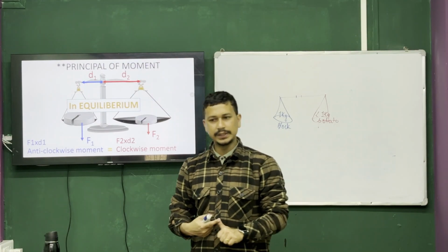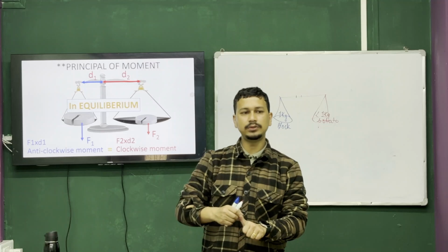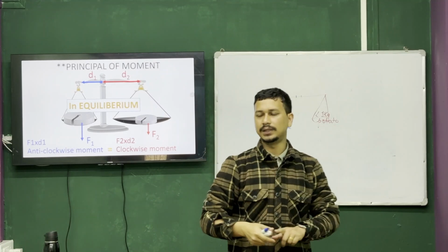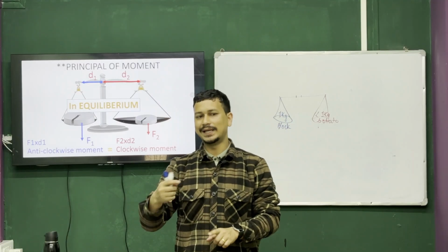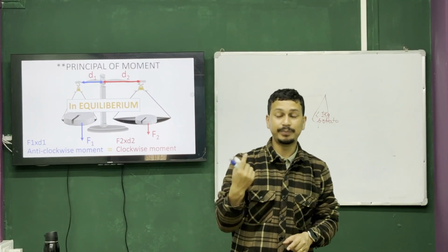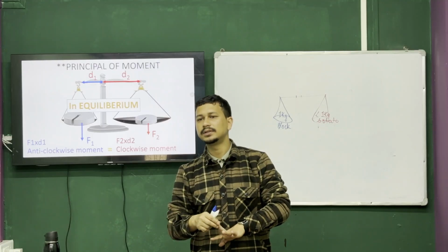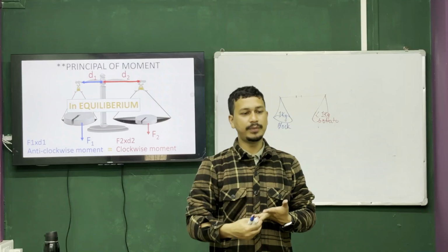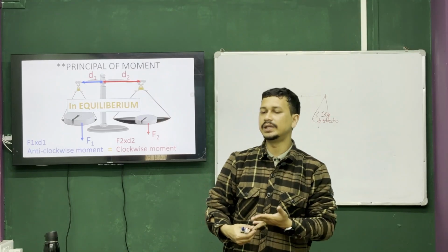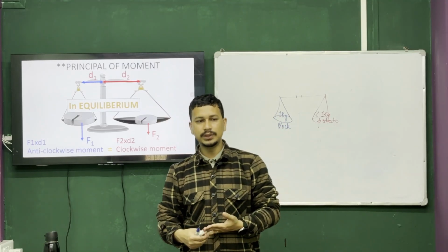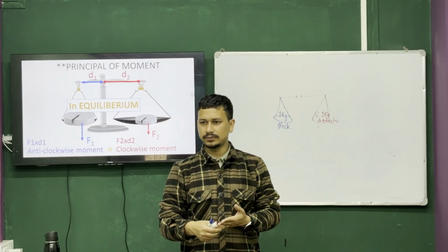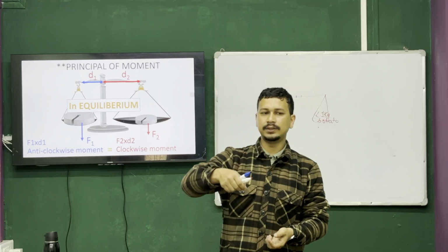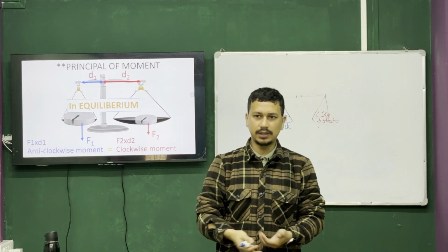Let's revise. What did we learn today from the beginning? We learned about translational motion, that is motion in the straight path. Then we learned about rotational motion, that is rotation about a given axis or pivot, right? Then we learned about torque. Torque is moment of force, which is given by force into perpendicular distance. Then we learned about couple. What is couple? Two equal, opposite and parallel forces acting around a pivot constitute a couple.